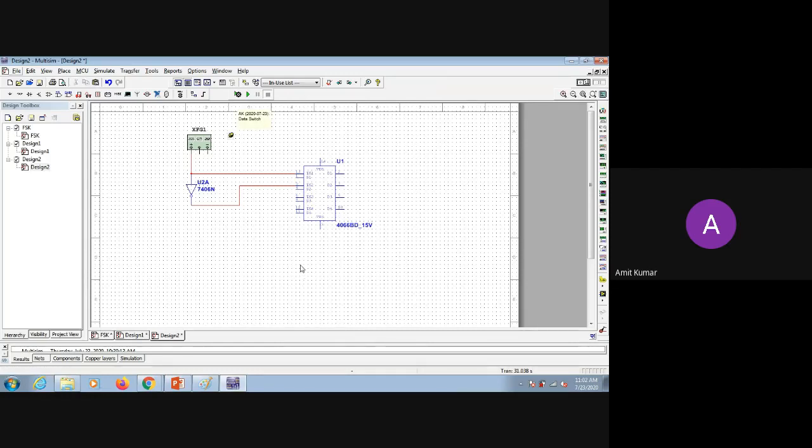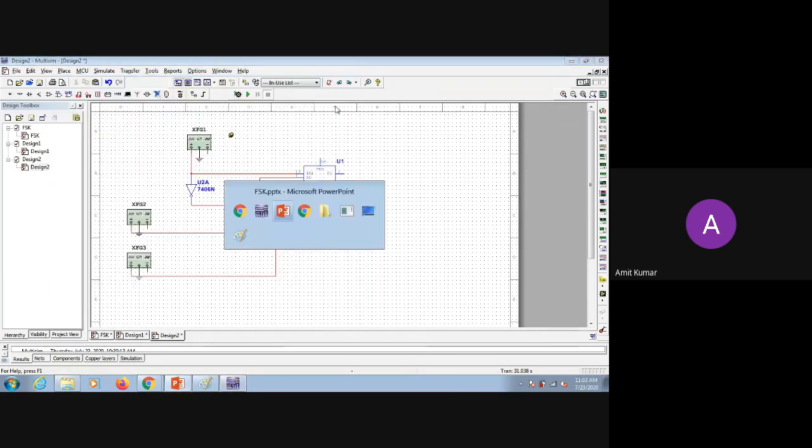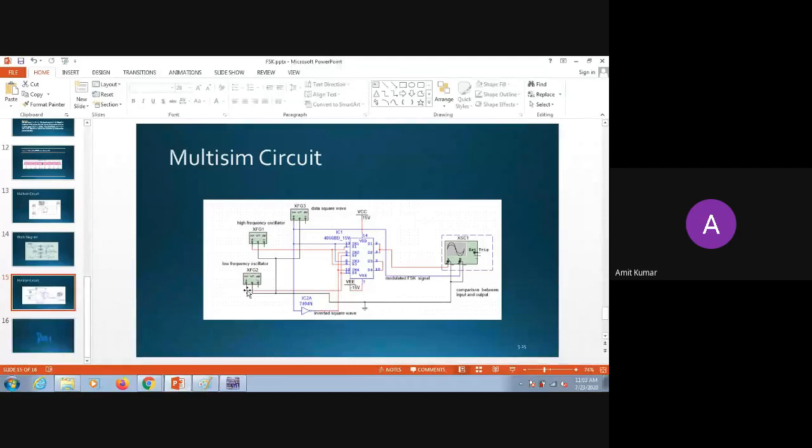Then we need to generate two oscillator frequencies. So we will again take an oscillator frequency generator, and plus will be connected to S1. Then again a function generator, and this will be connected to S2. The other terminals, ground common, will be connected to ground. So we have completed the left hand side figure.